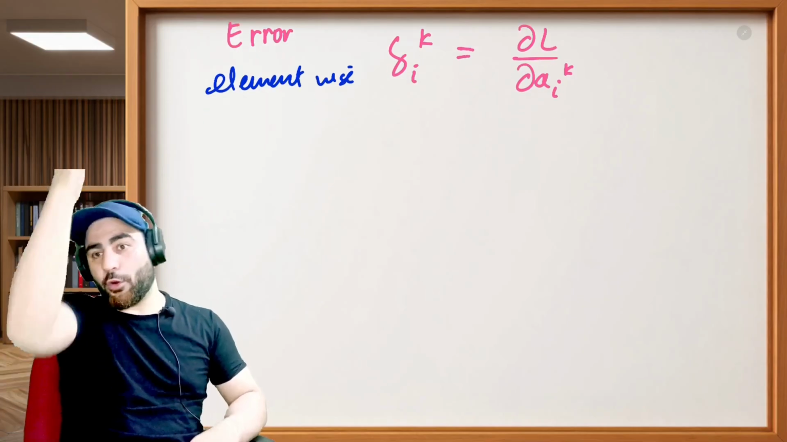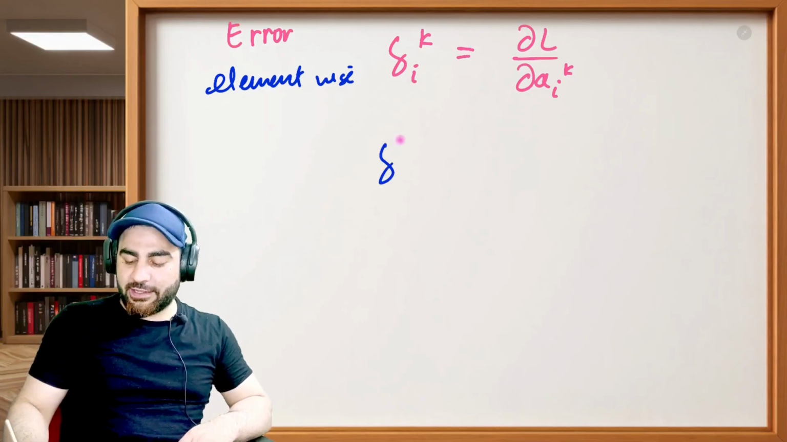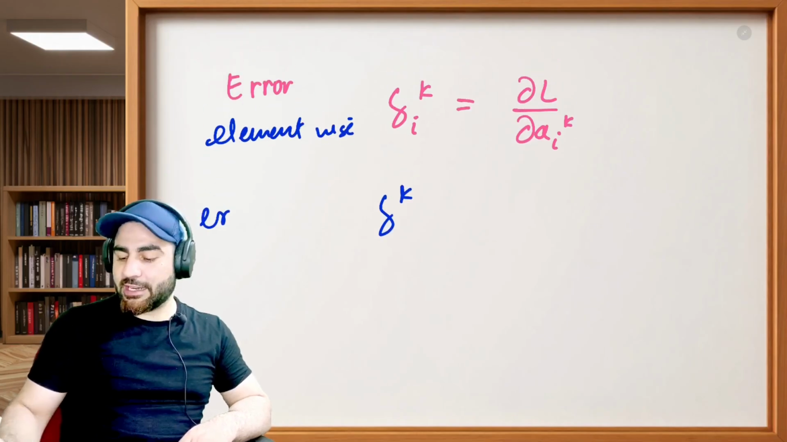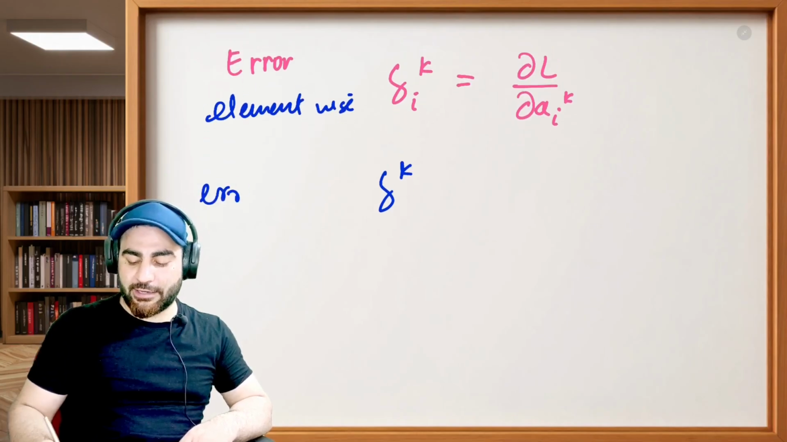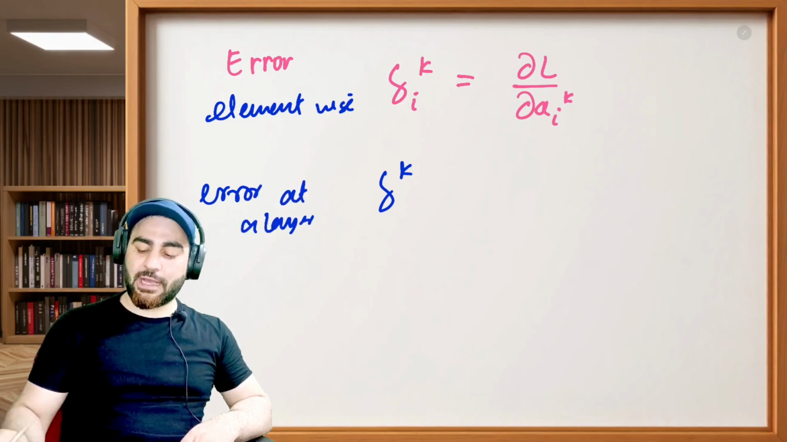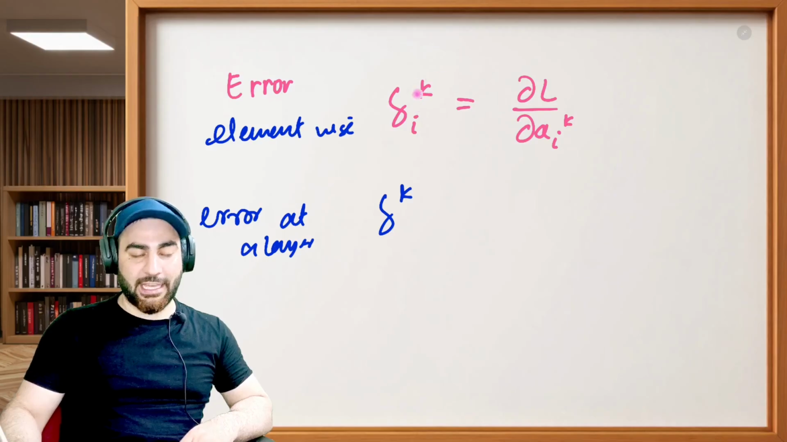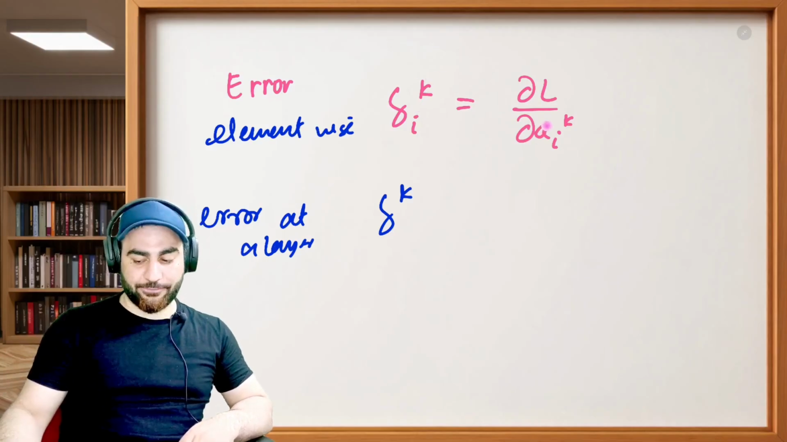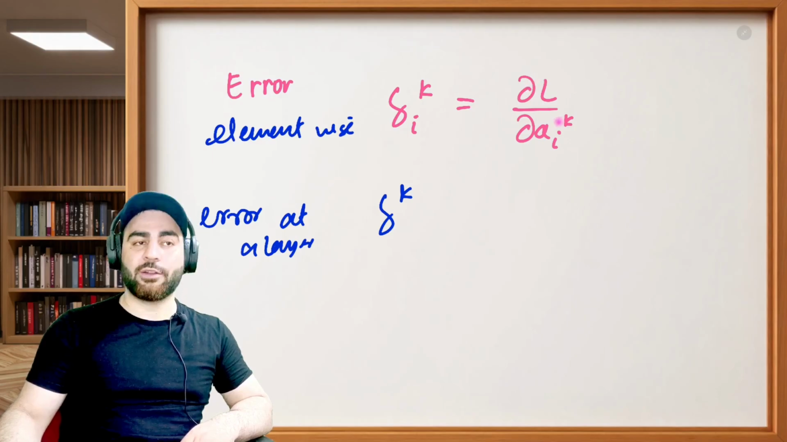If I have to do it for a whole layer, how can I do that? I can define this as an error at a layer. So this is the error at a neuron, and this is the error at a layer. This is the error of neuron i in the kth layer. You have the kth layer, and there is some neuron i. This is how I am defining error: dou L by dou ai.